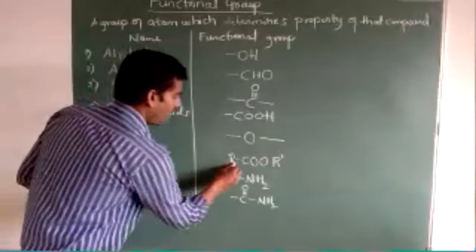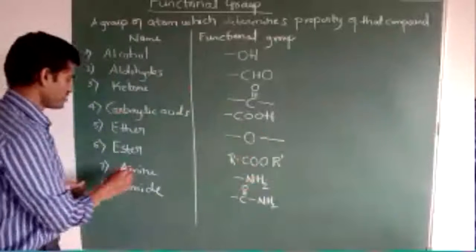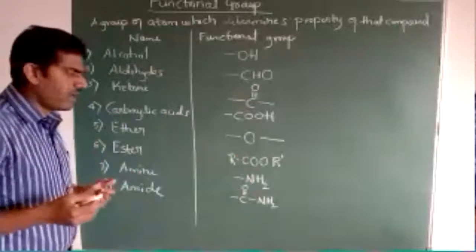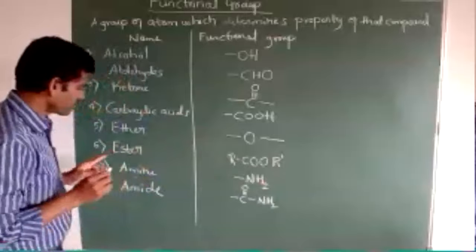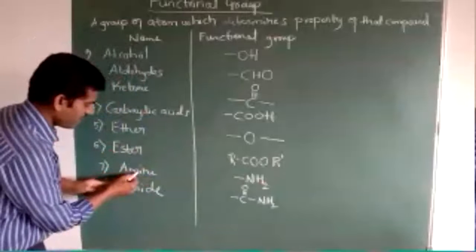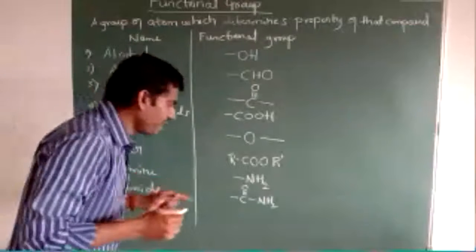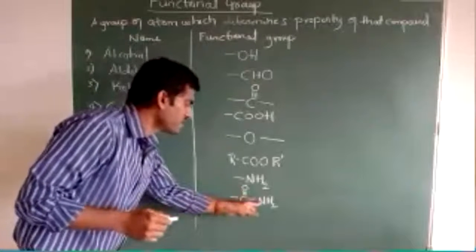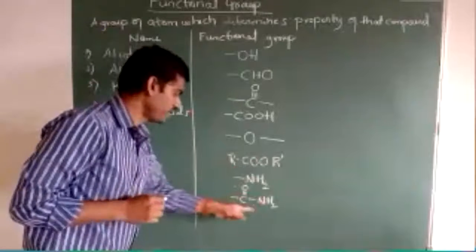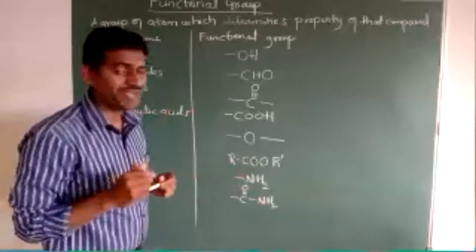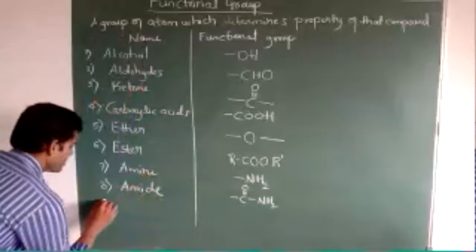For ester, it is RCOOR'. Next, for amine, it is NH2. Don't get confused. If the CO group directly attaches to the nitrogen, we call it amide, not amine. Next, I'll give one more, that is the ninth one.